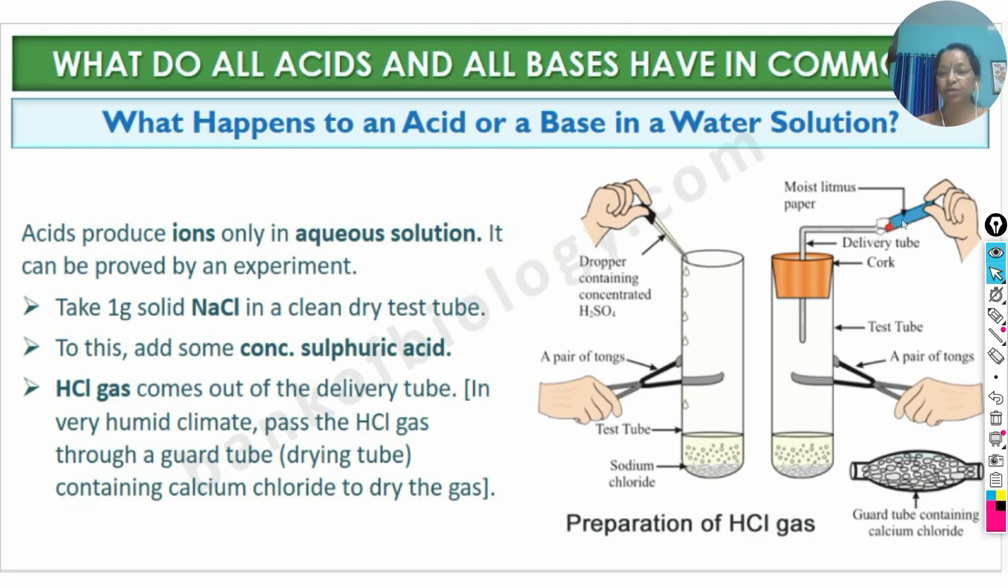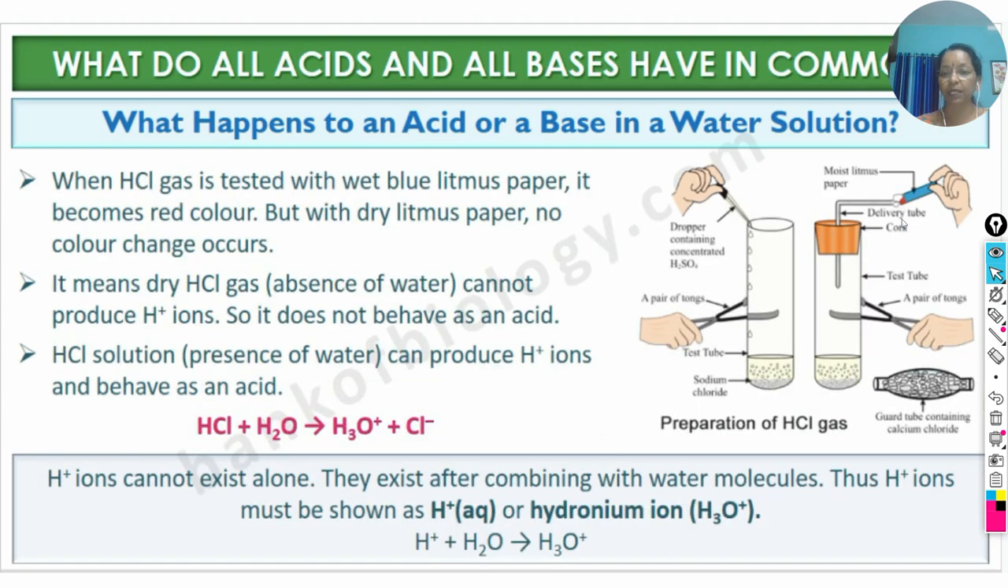If you bring a dry litmus paper, the color will not change. Blue litmus paper will not change into red, whereas if you make the litmus paper wet, then we can see that the color changes to red like this. So what does it prove? It proves that acids behave like acids only when there is presence of water.